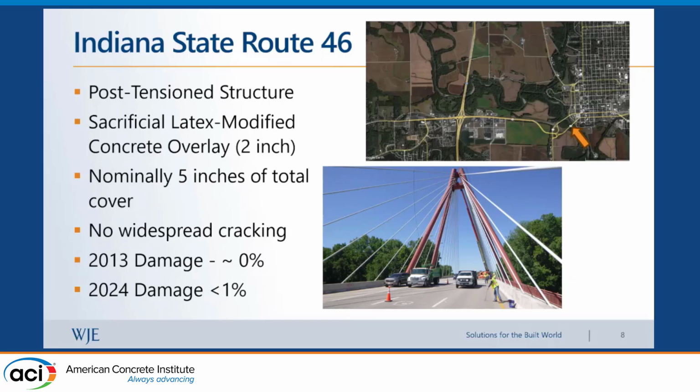So the other bridge that was included in the validation study is a post-tension structure. This bridge included a sacrificial latex modified concrete overlay of 2 inches. So that was the substrate that it included, 5 inches of total cover over the reinforcing steel. When we did the investigation initially in 2013, we didn't find much cracking. There was limited cracking around the joints, but there wasn't widespread cracking like the other bridges.